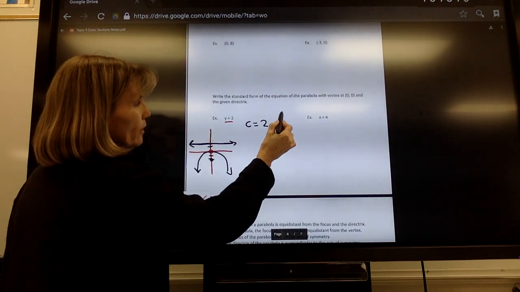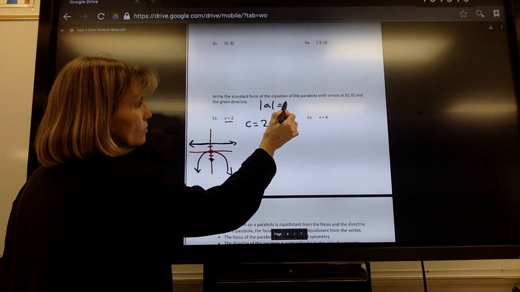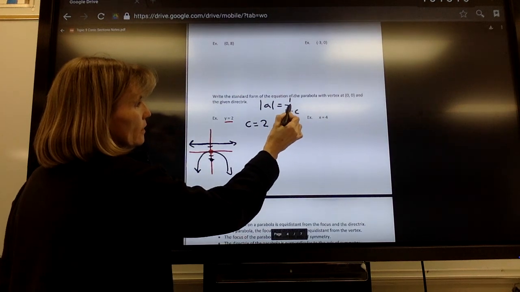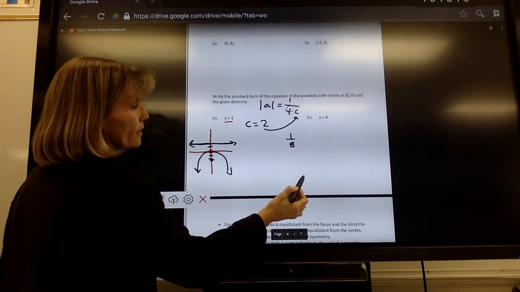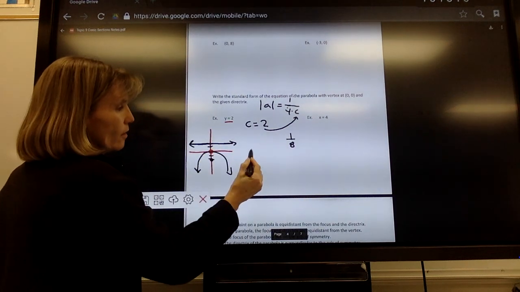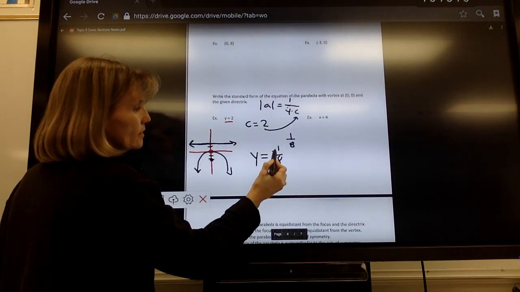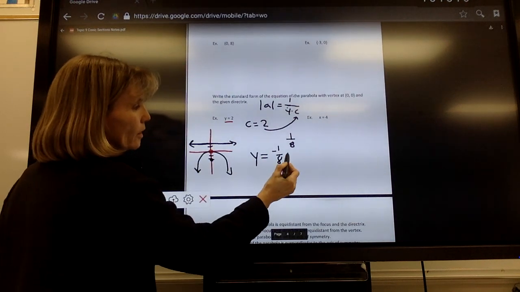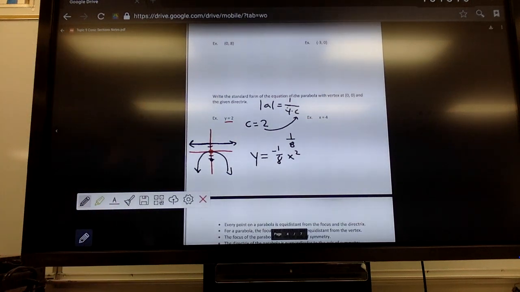Okay, so when I go ahead and I calculate my a value, the absolute value of a is equal to 1 over 4 times c. Well, I can put my c in there. That's going to be 1 over 8 again. It's going down, so it's going to be y equals negative 1/8. It's negative because the parabola is opening down. And it's going to be x squared. So y equals negative 1/8 x squared.